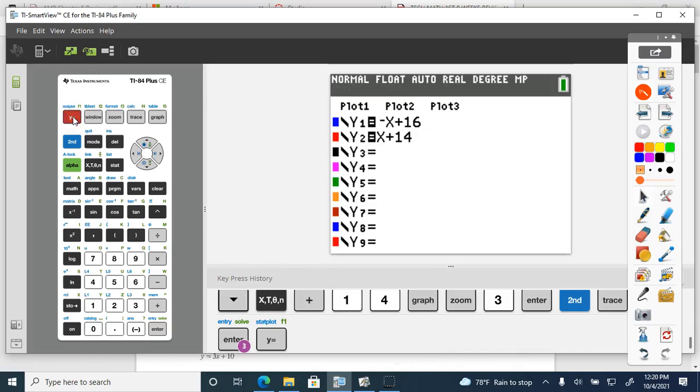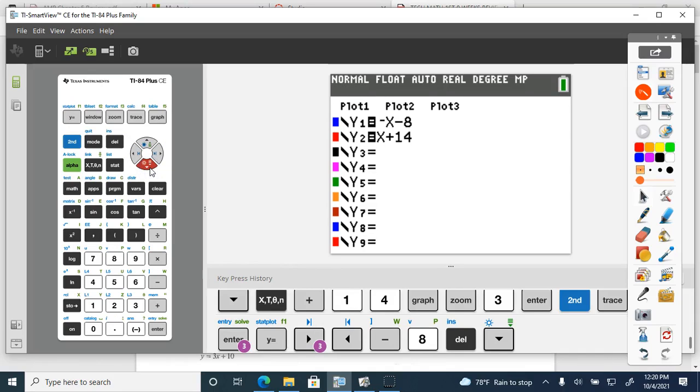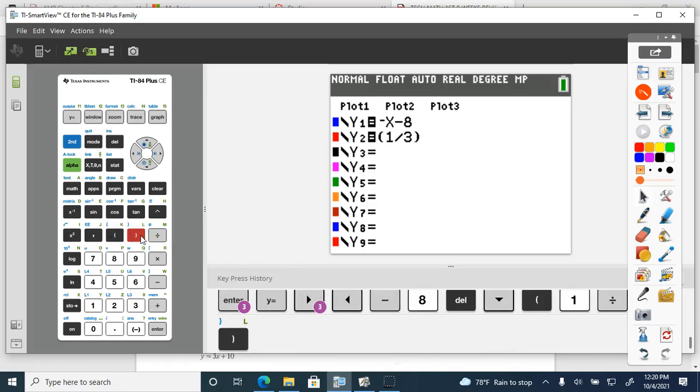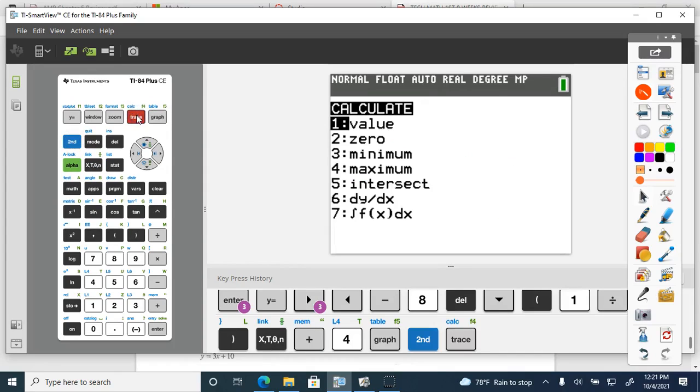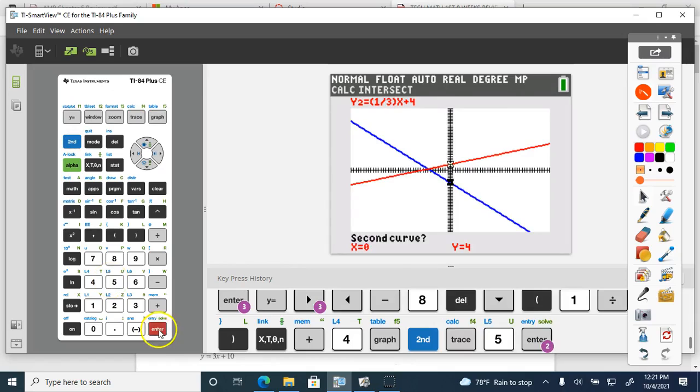Number 3, same process. We got negative x minus 8, and 1/3 x plus 4. Hit graph. Second trace. Number 5. Enter, enter, enter. Negative 9 and 1.